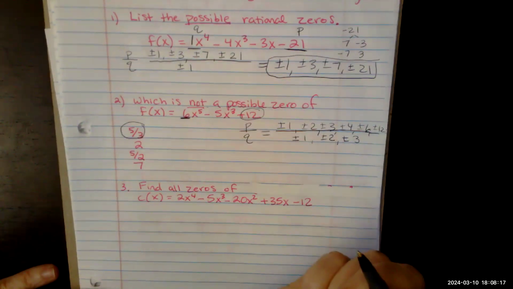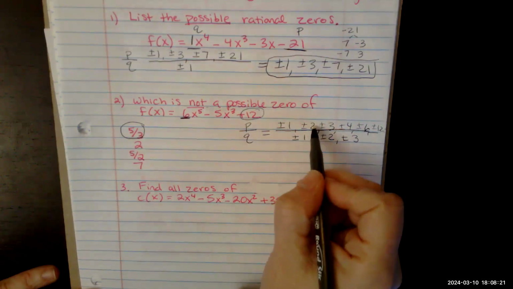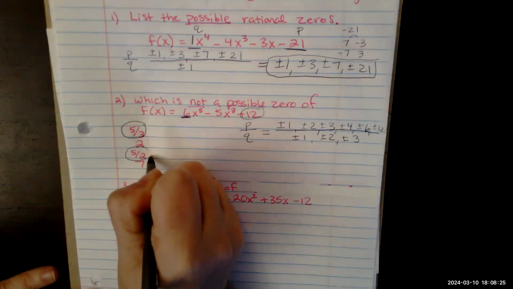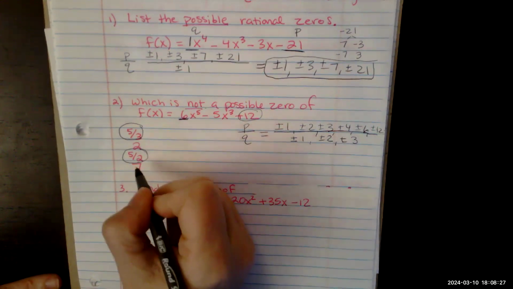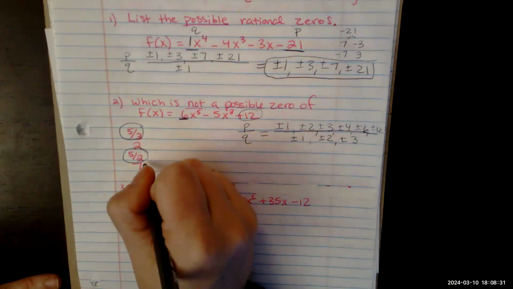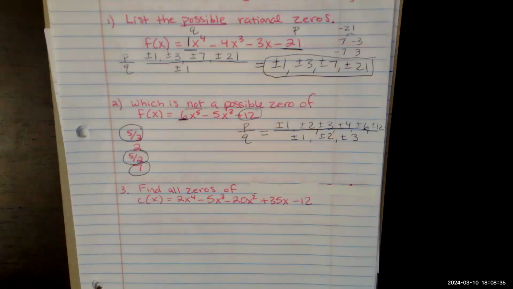So that one is not a possibility. 2 is fine because I have 2 over 1, which is 2. We have another one with a 5, so definitely not a possibility, and we have 7, which we never had on the top. So all 3 of these are not possible zeros. 2 is the only one.